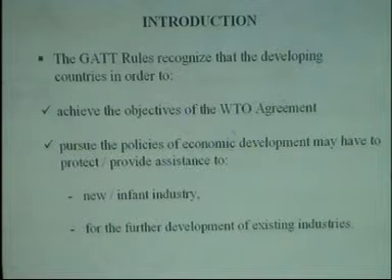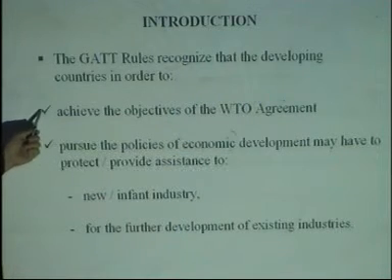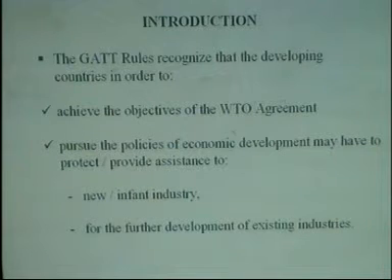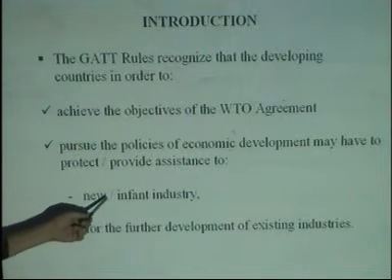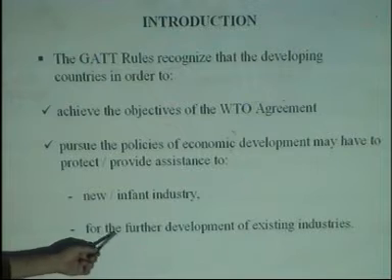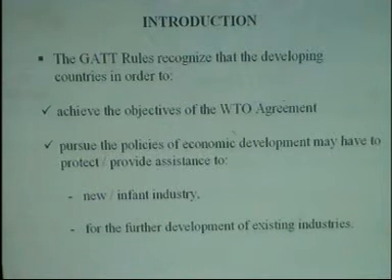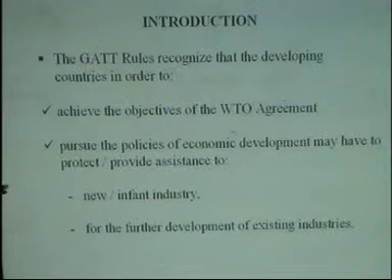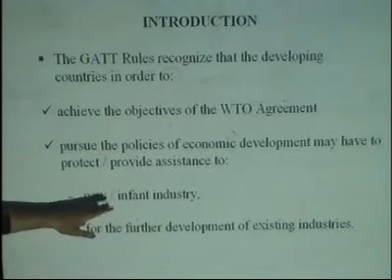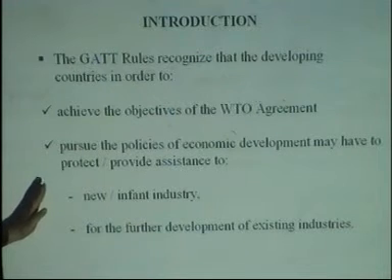What we are talking about is basically that the government of a developing country, obviously a WTO member country, may need to grant additional protection, additional coverage, additional benefits to its industry, keeping in view, number one, the achievement of the objectives of the WTO, and number two, the economic development of a particular sector. And while doing so, it can protect the new or infant industry, or further develop the existing industries. Now, WTO law is silent on what is a new or infant industry. It has not been defined under the law.